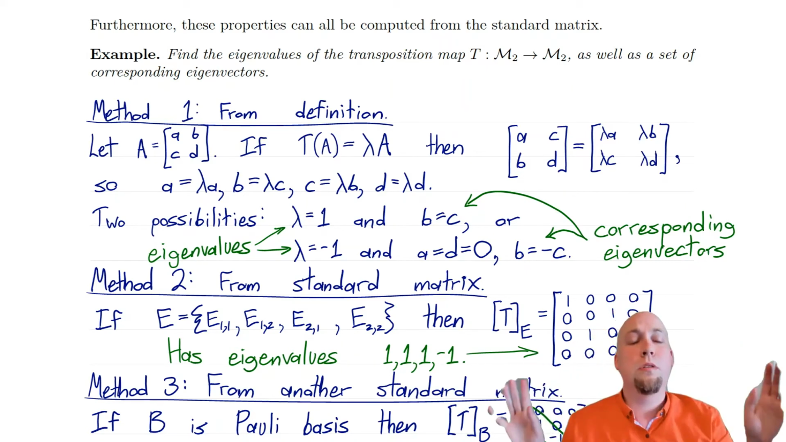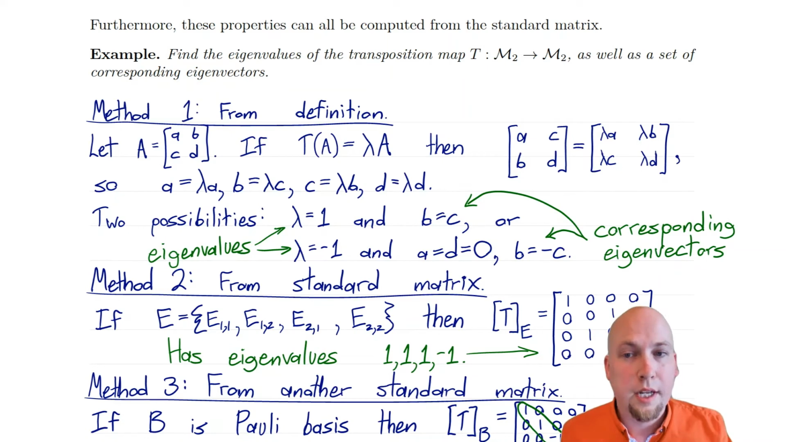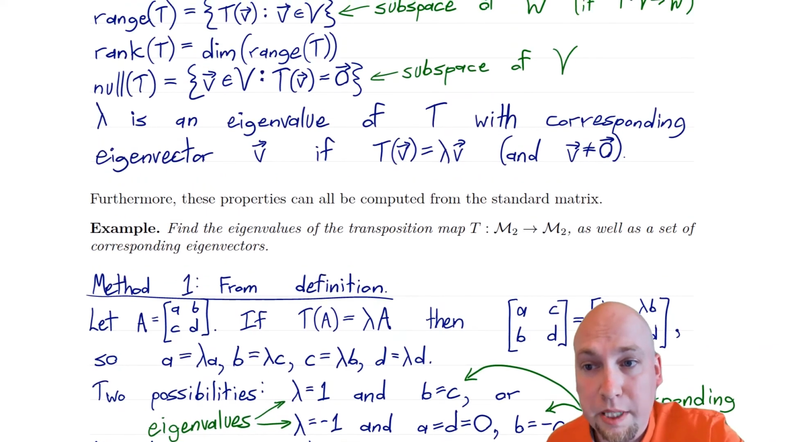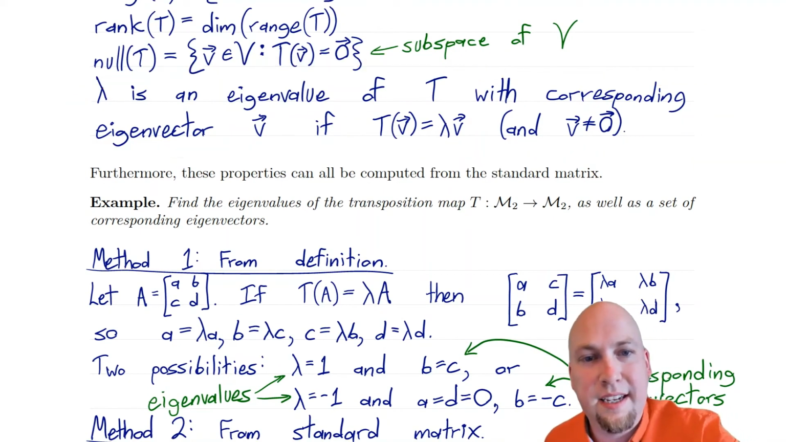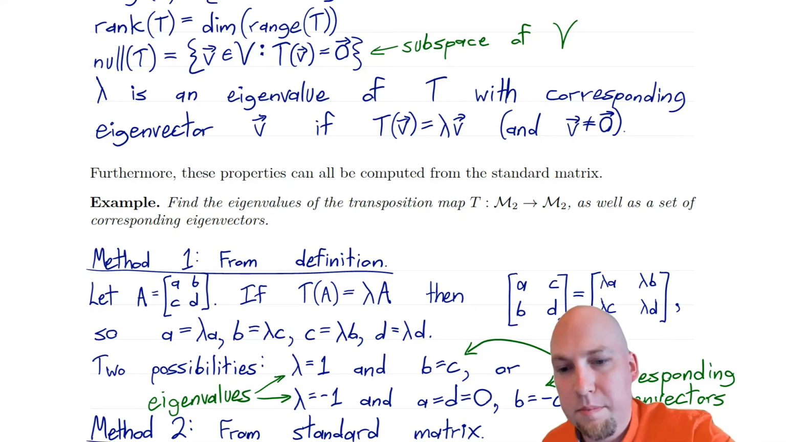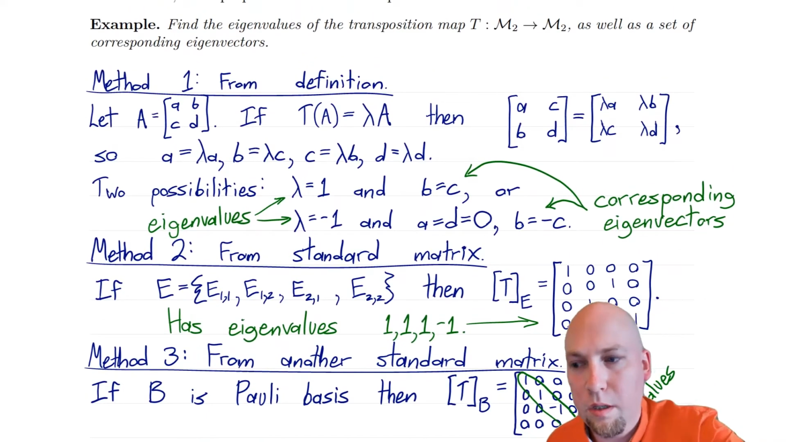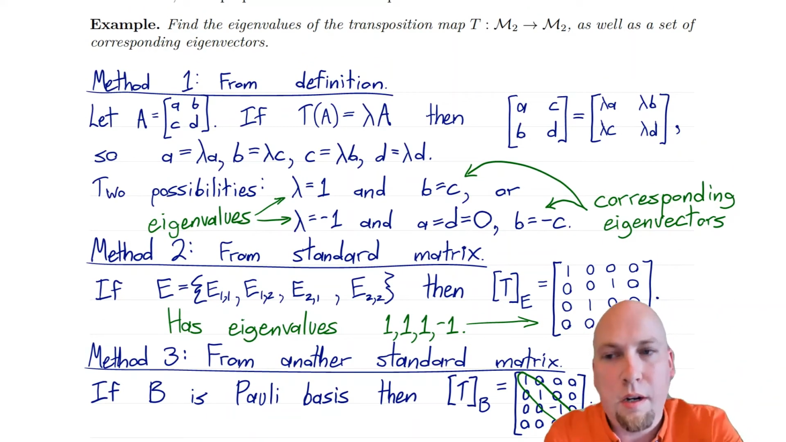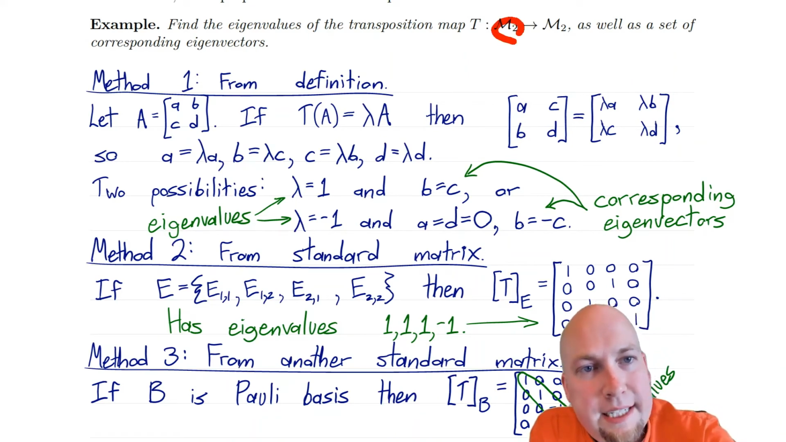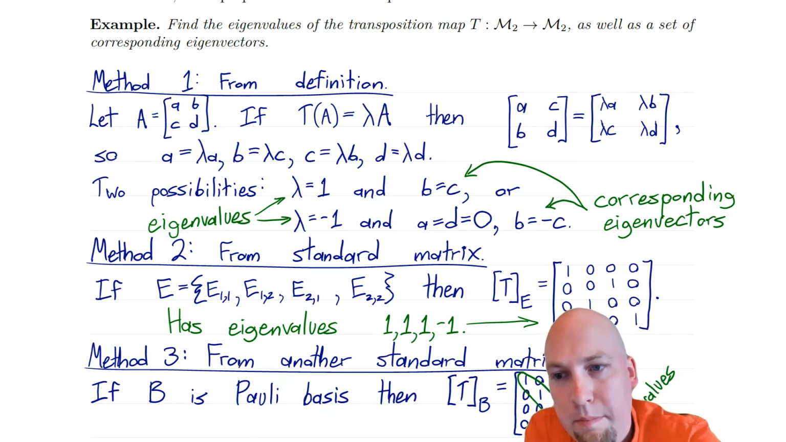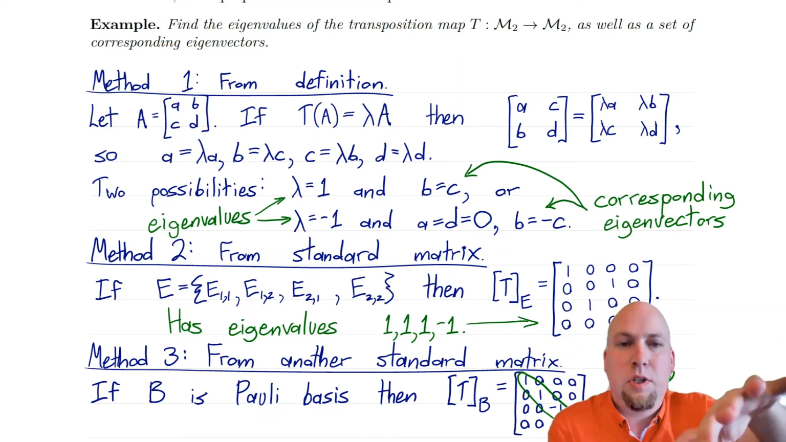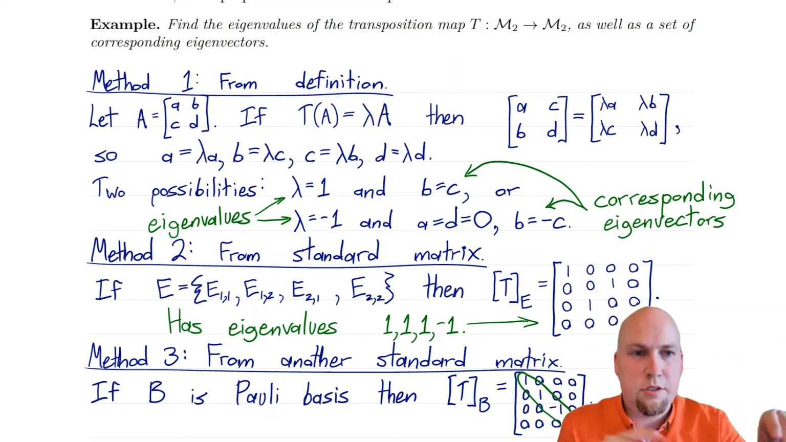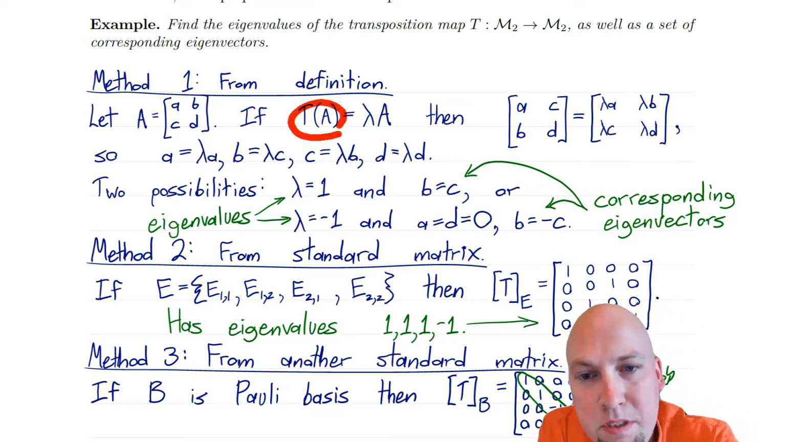So there are a whole boatload of ways that we could do this calculation. The first way that we could do it is directly via the definition. We go back up here: the eigenvalues and eigenvectors are the things that get sent to a scalar multiple of themselves via this linear transformation. So let's do it that way first. Here the linear transformation is acting on M2, so here's just some arbitrary member of M2. If T of A equals lambda A, what does that mean? Let's write it down more explicitly in terms of matrix entries. What that means is the transpose of A equals lambda A.